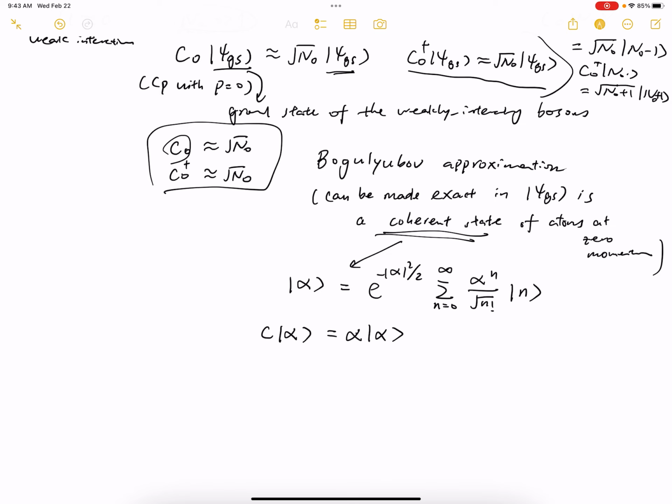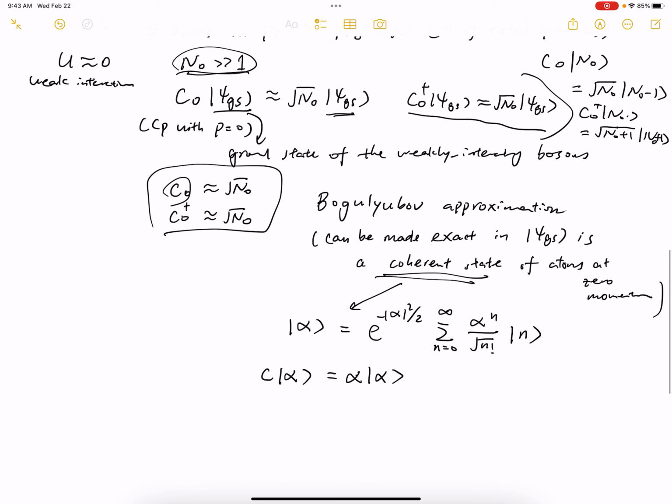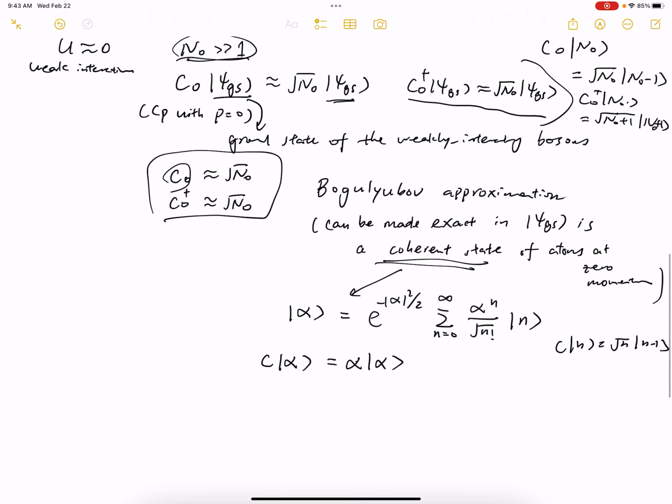I'm not going to waste time showing the math. If you're interested, you can do this yourself. It shouldn't be very hard by using the standard rule of C acting on n equals square root of n times n minus 1. It's a very interesting mathematical relation. You find that this is the eigenstate with the eigenvalue exactly given by alpha. And because this annihilation operator is not Hermitian, this alpha in general is complex. Only for Hermitian operators are we guaranteed to have real eigenvalues. So in this case, they're actually complex.